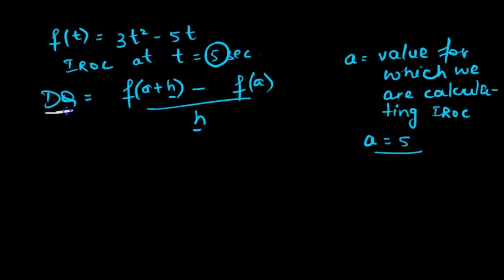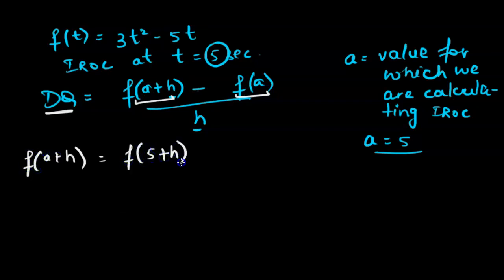Now to apply the DQ formula, we need to solve for f of a plus h, then we need to solve for f of a, then we have to subtract them and divide by h. Now let's see how to find f of a plus h. We know a is 5, so we can put in a as 5 here. So basically we are looking for f of 5 plus h. In place of t, we would substitute 5 plus h.